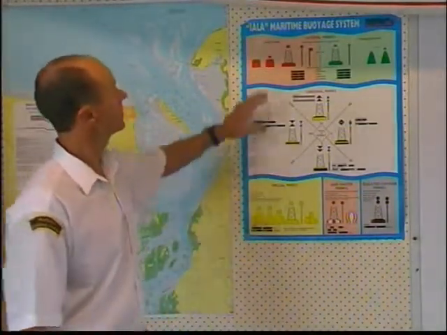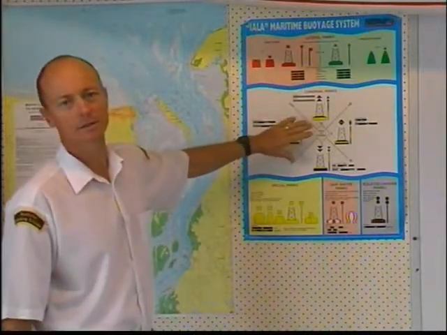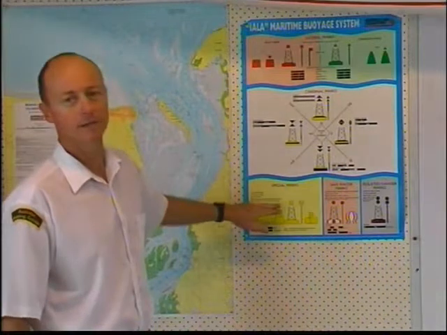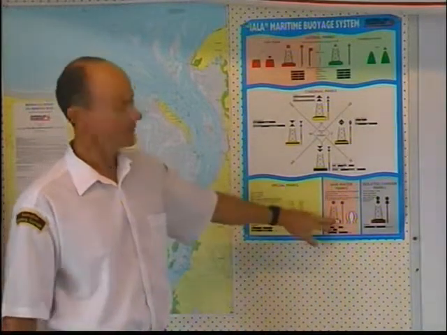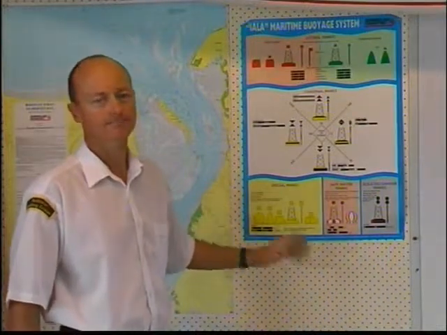Just to recap, we've got port and starboard markers showing us where the channels are, cardinal marks telling us which side to pass, special marks telling us where anything special is happening, safe water marks telling us where it's safe, and isolated danger marks telling us where it's dangerous. That's all there is to it.